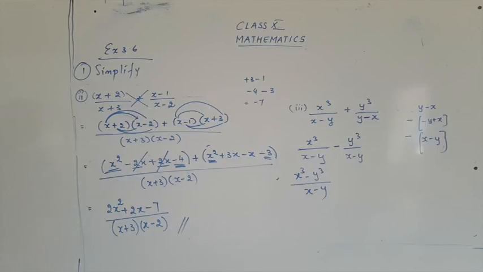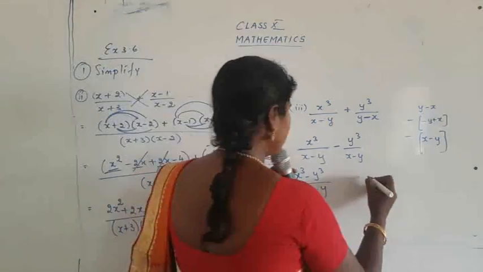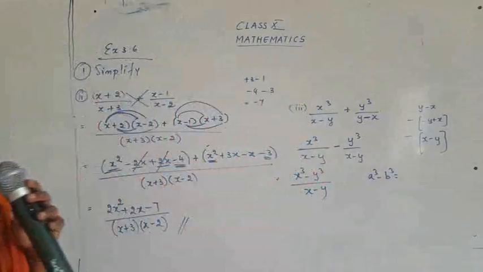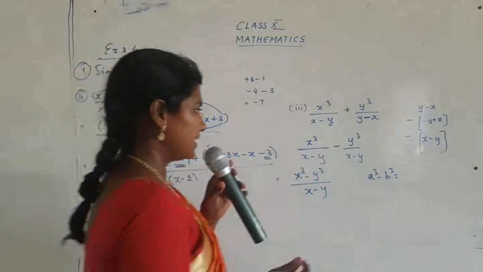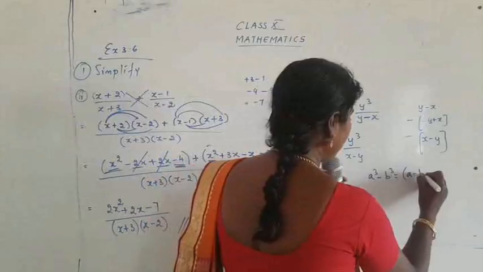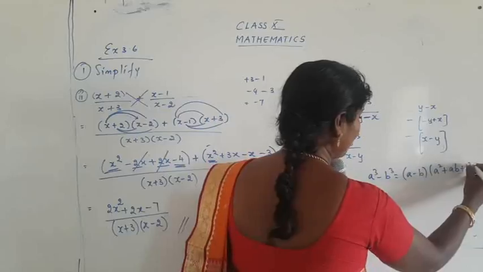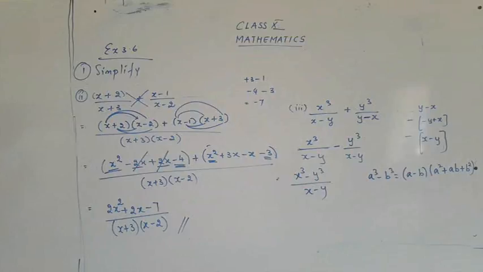So we have studied the identity. We have studied about identities in our 9th standard. Yes? What is the identity for a cube minus b cube? Just recall your identities. Yes, I hope that you have recalled it. So let's write the identity. A cube minus b cube is equal to a minus b, a square plus ab plus b square.